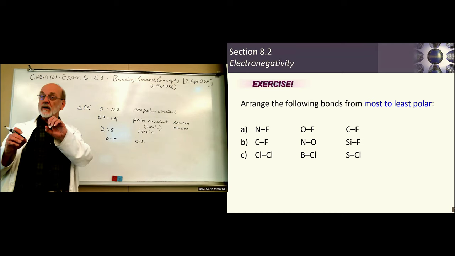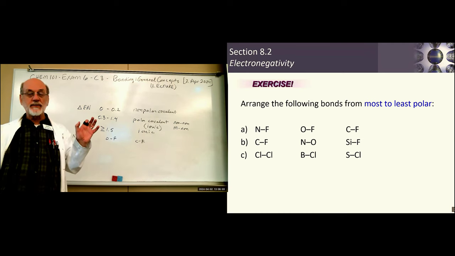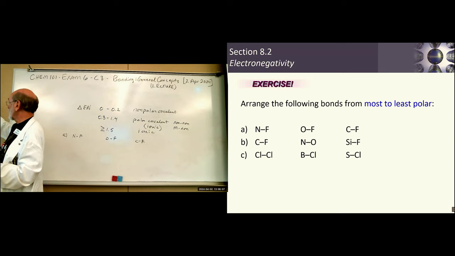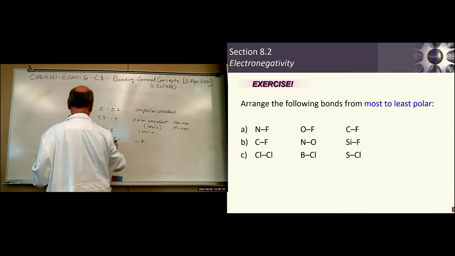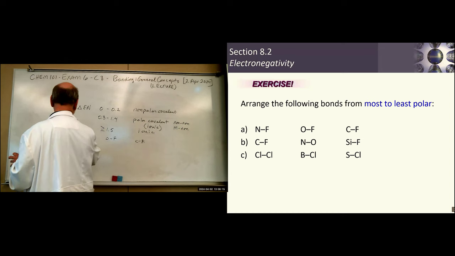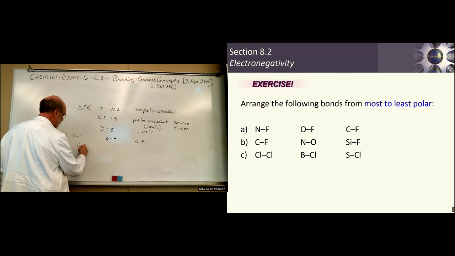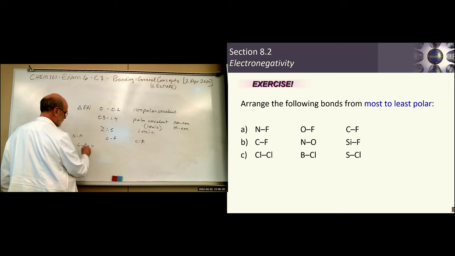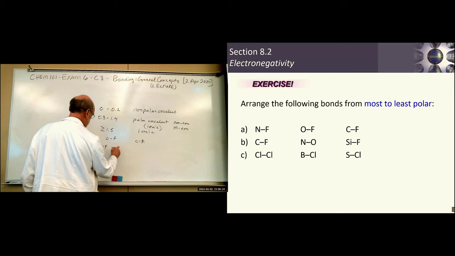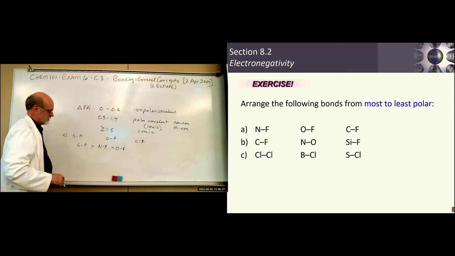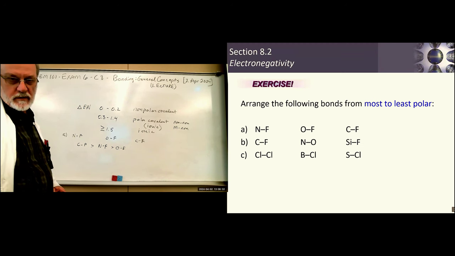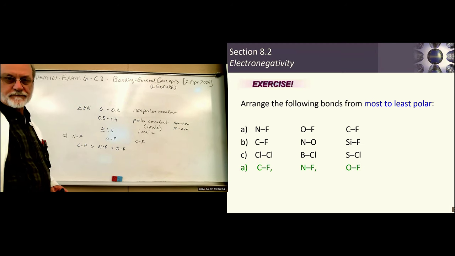going to be the one where the two elements are the furthest separation from each other in the periodic table. Carbon and fluorine, they've got two in between them. Oxygen and fluorine are right next door, and nitrogen and fluorine is only one between them. So I would say carbon and fluorine would be the most polar, and then nitrogen and fluorine, followed by oxygen and fluorine. Okay, I'm pretty sure that's the order. Come on. There we go.